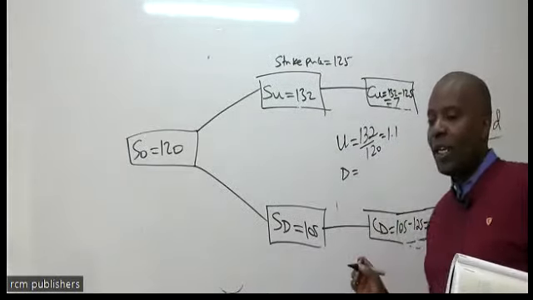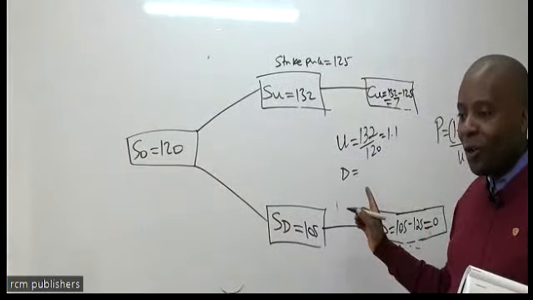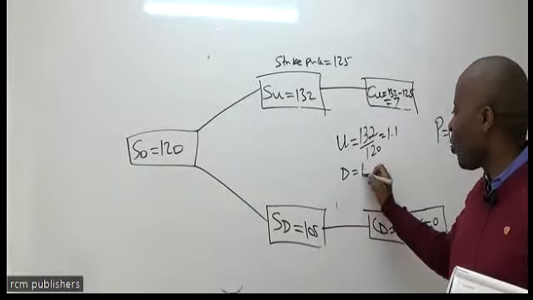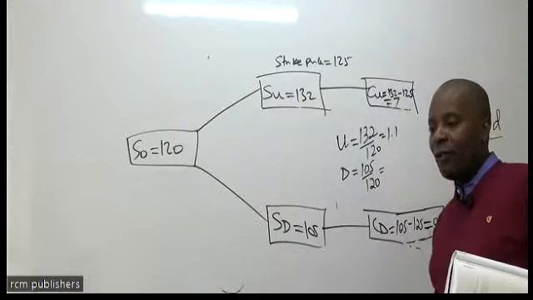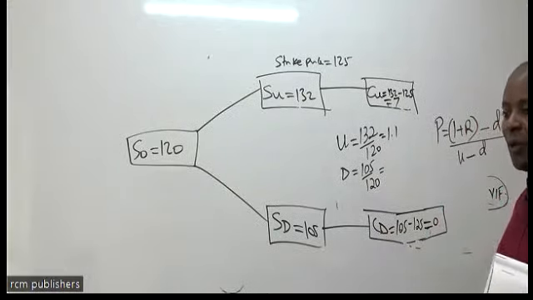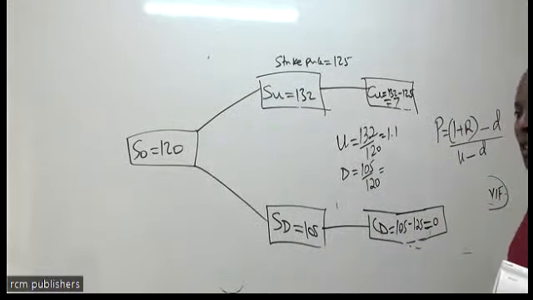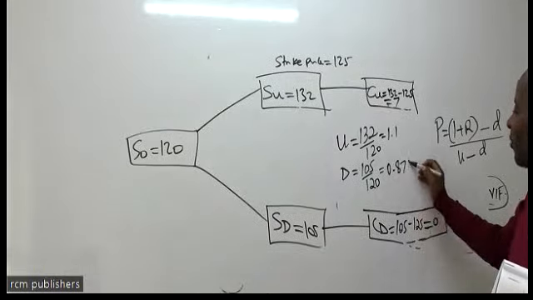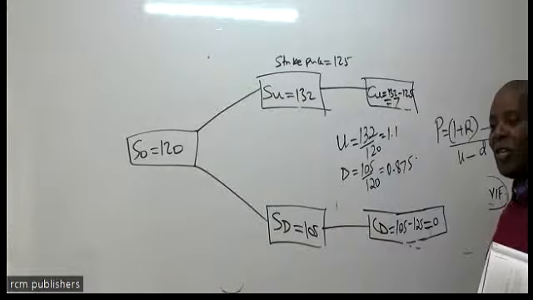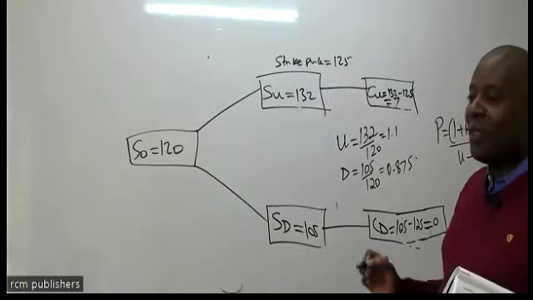How about the downward? For the downward, I'm taking 105 over 120. So 105 over 120, which comes to 0.875, like that. Yes.